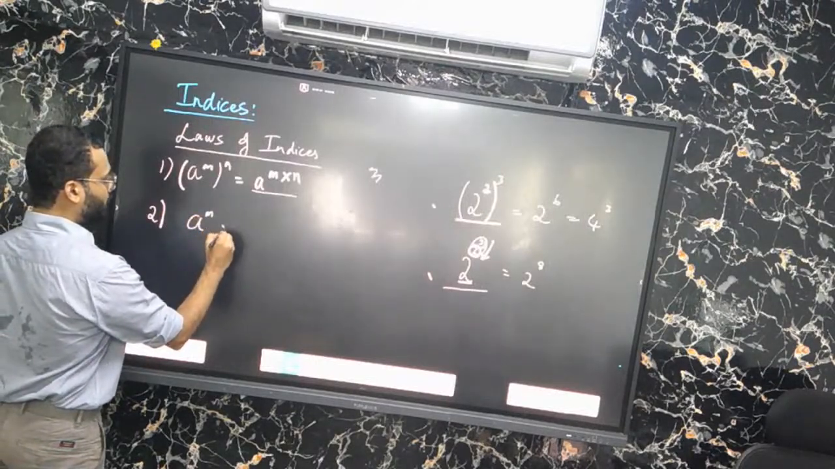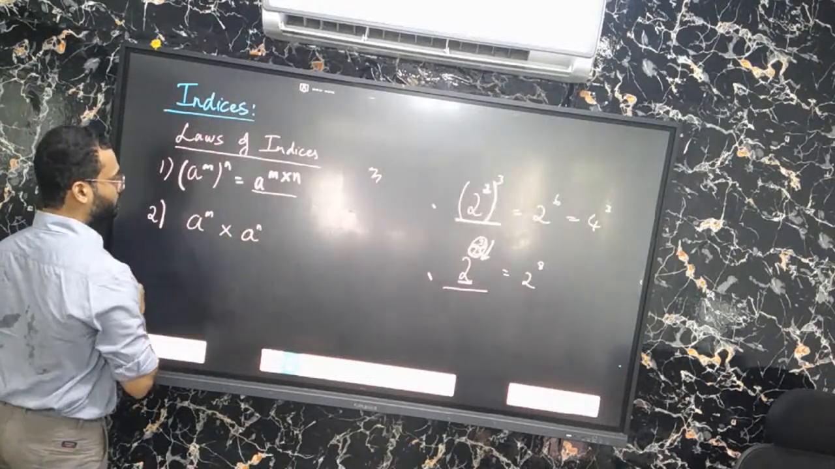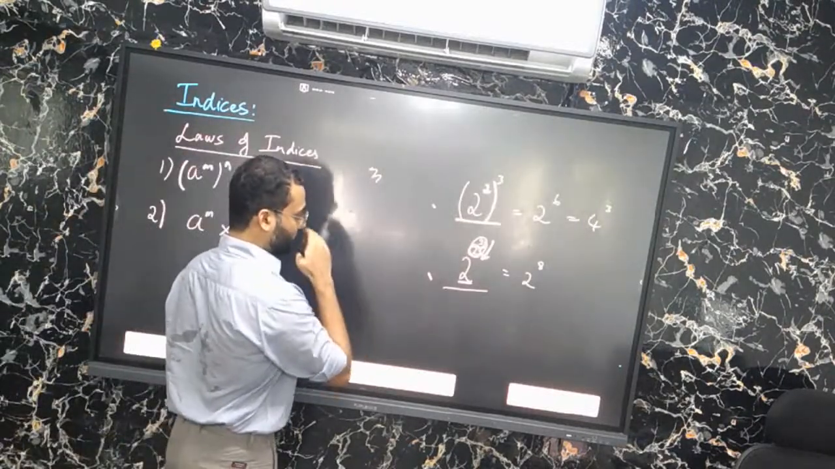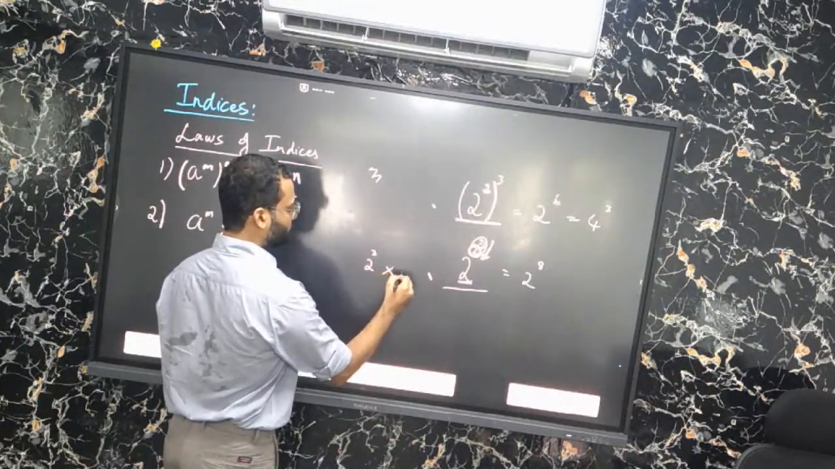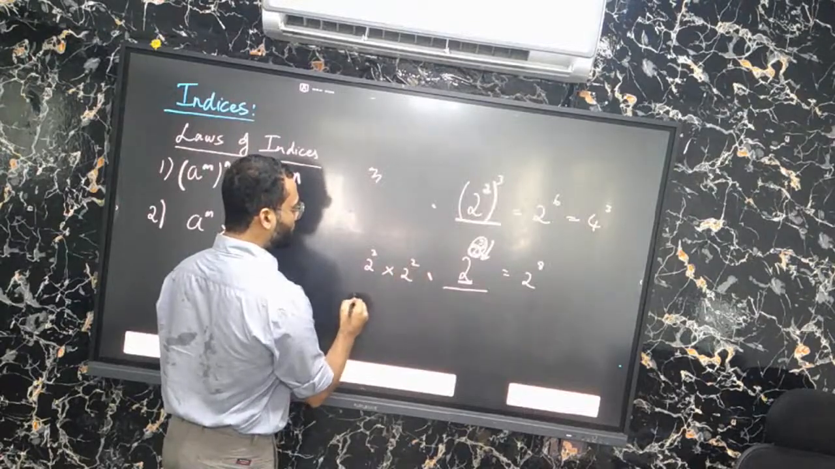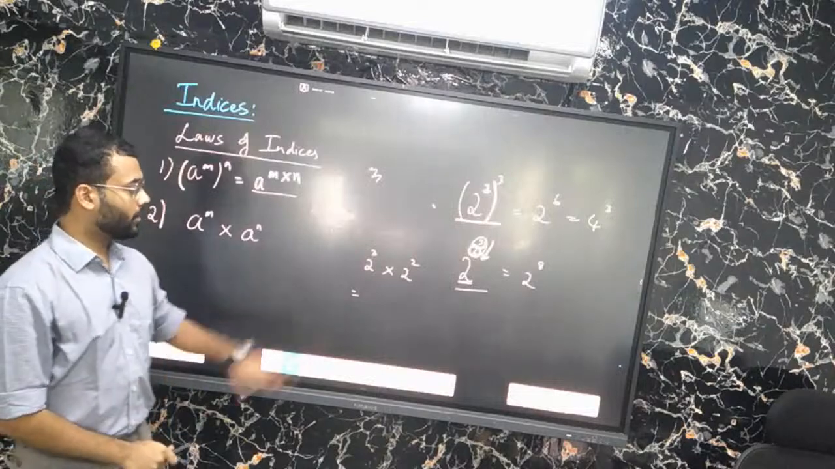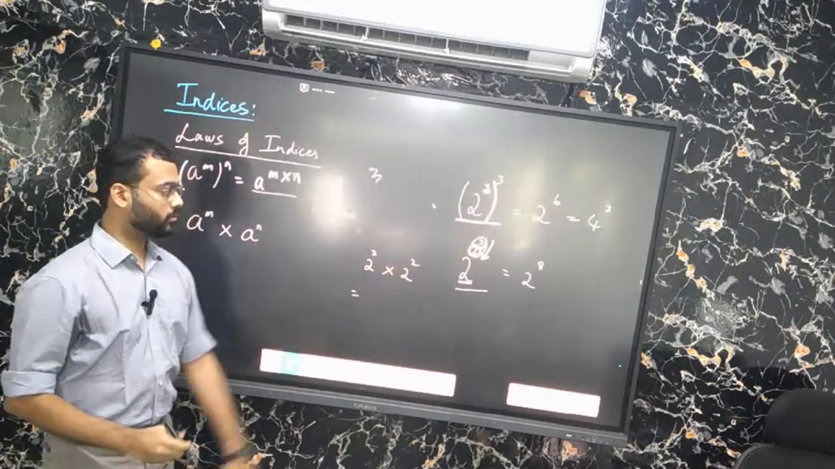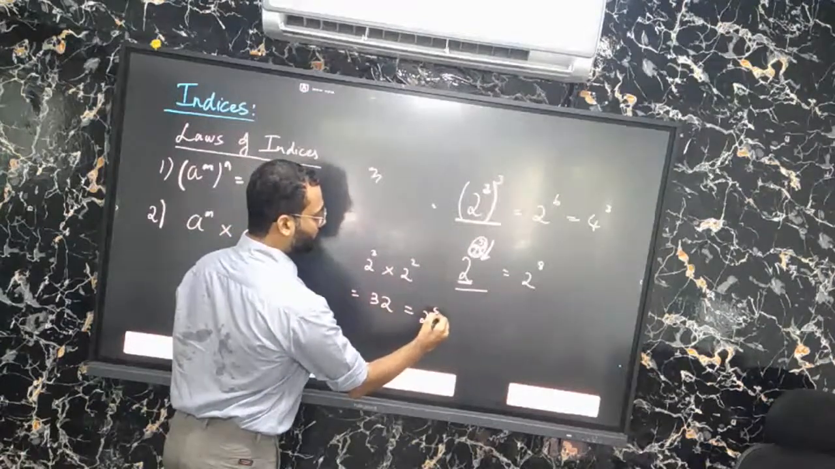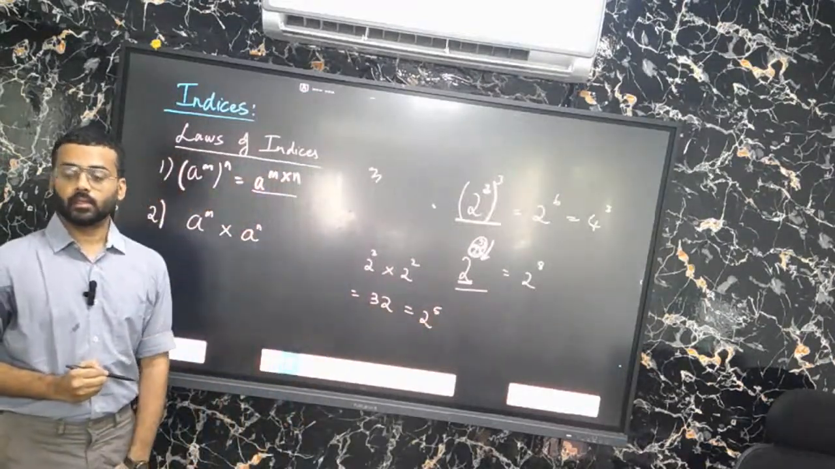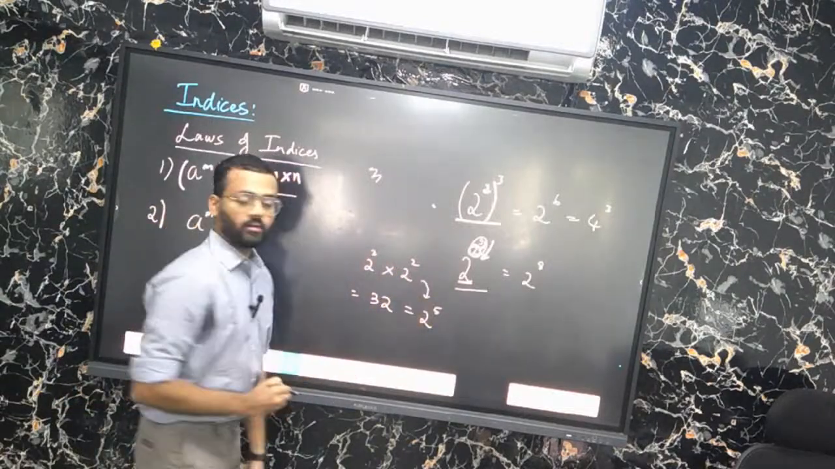Next I want you to write down, if I have something like this, a power m into a power n. Let's write it like this. 2 cube into 2 square, what happens? 2 cube is 8, 2 square is 4, 8 4s are 32, right? So 32 I can also write as 2 power 5. So 2 cube into 2 square is nothing but 2 power 5.